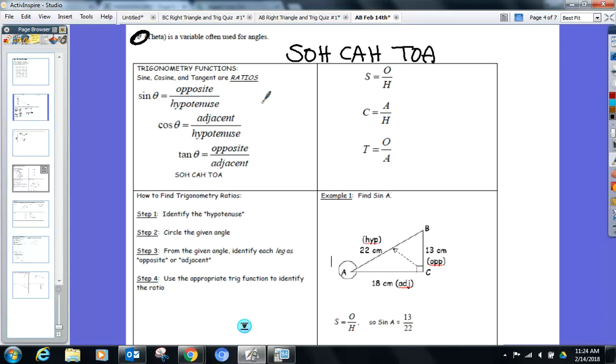The C, cosine. How do you find the cosine ratio? Take the adjacent and put it over the hypotenuse. And finally, how do you find the tangent ratio? Take the opposite side and put it over the adjacent side. Nice little device to help you remember what goes over what.